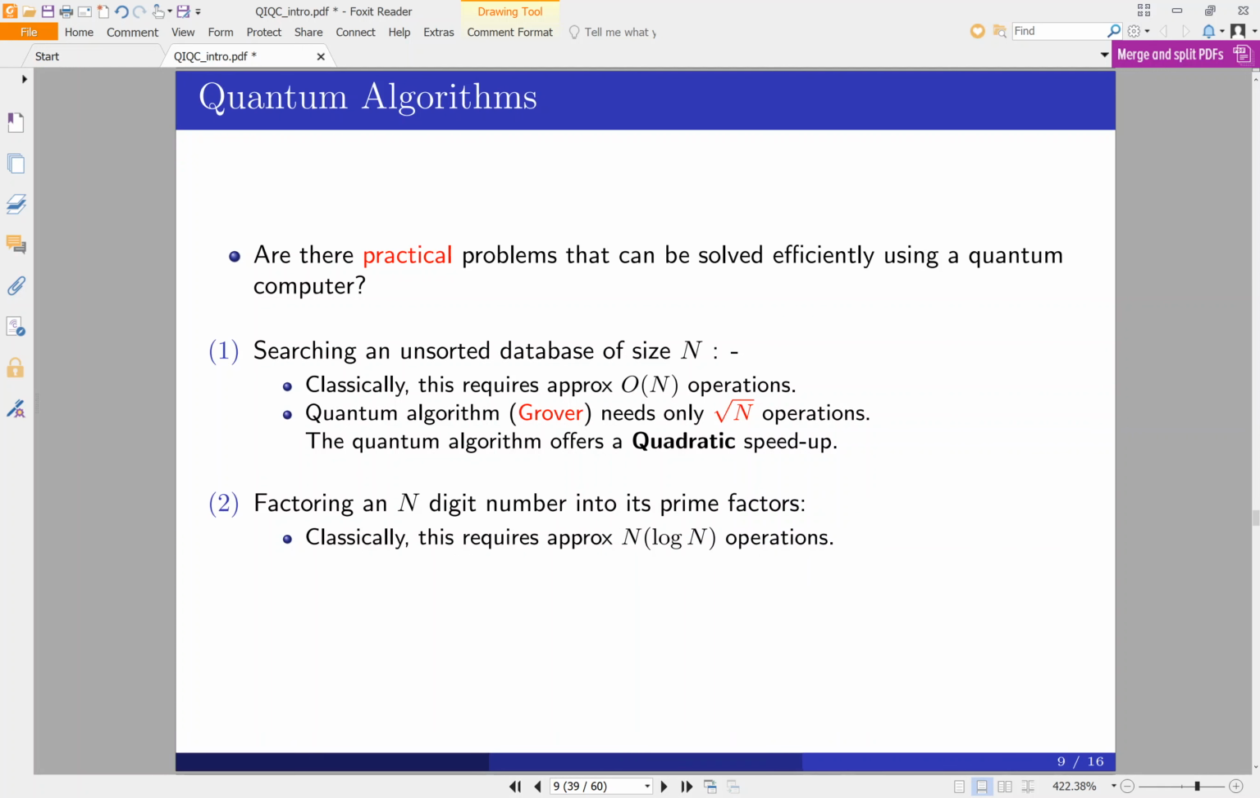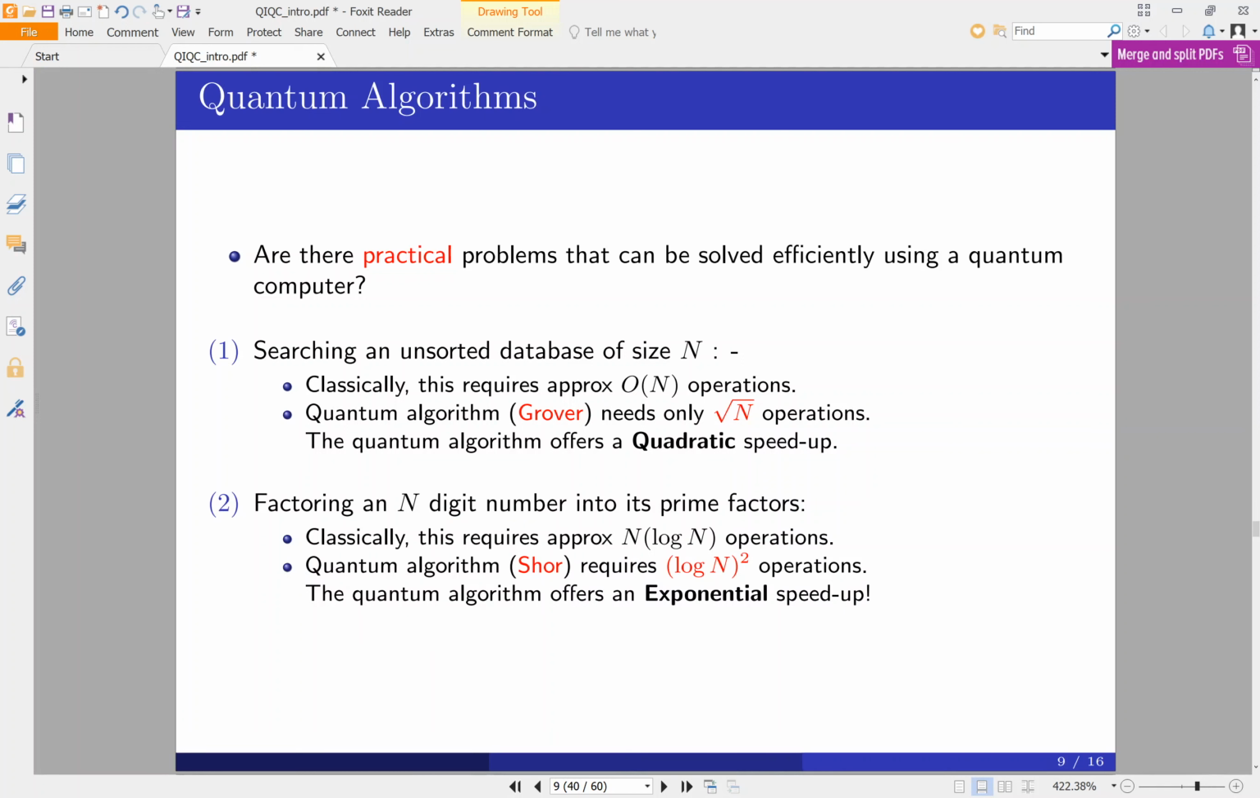The other important problem where the quantum computer offers a speedup is that of factoring a number into its prime factors. If I have an n-digit number and I want to factorize it into its prime factors, then a classical algorithm requires n log n operations, but a quantum algorithm requires only log n squared operations. So you see you have gone from n to log n, which is an exponential speedup, right? And as the number that you wish to factorize becomes larger and larger, this speedup becomes more and more important.